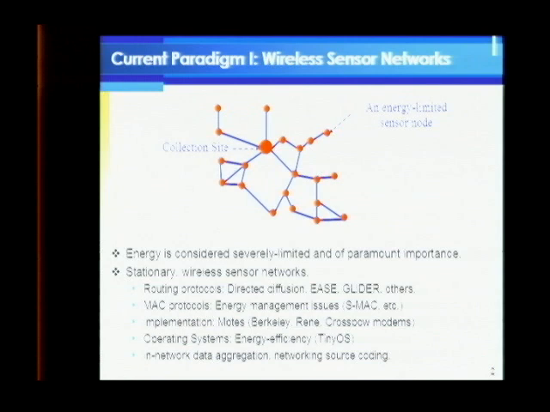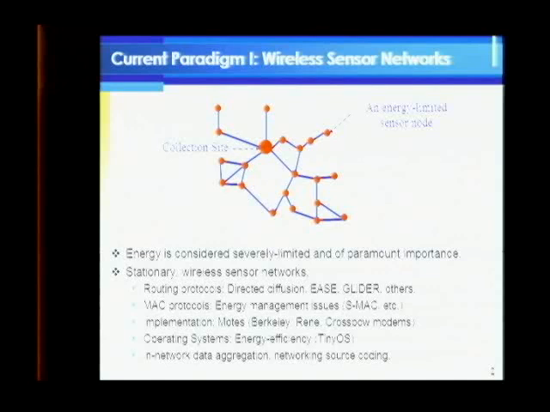So I'd like to begin by describing two paradigms that we currently have in networks. The first paradigm is wireless sensor networks. And here's a prototypical example with a collection site in the middle of the deployment region and many sensor microprocessor nodes that are distributed around it, usually randomly.